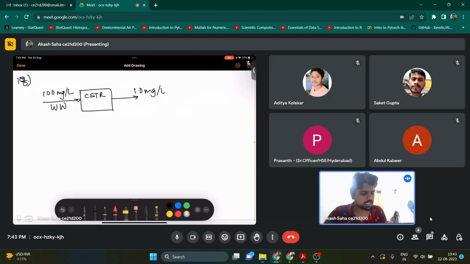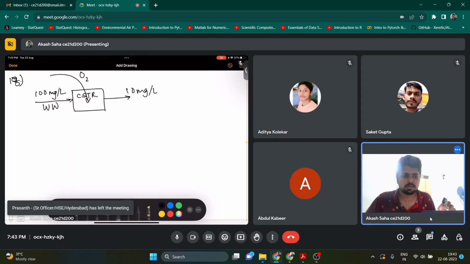Now in CSTR, we are providing oxygen because how will the microbes work? Without oxygen, they cannot work, right? So we have to provide oxygen. So in this question, they are asking how much oxygen is required to be given in the system so that my BOD changes from 100 to 10. Is it fine?